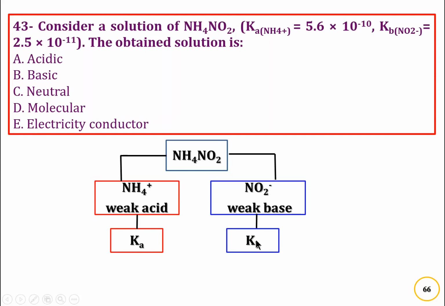If Ka is greater than Kb, that means we have more H3O+ than OH-, and vice versa. Comparing Ka of the couple NH4+, equal to 5.6×10^-10, and Kb of NO2-, equal to 2.5×10^-11: Ka is greater than Kb, and therefore the solution obtained will be acidic.